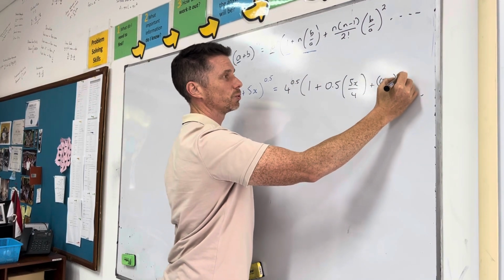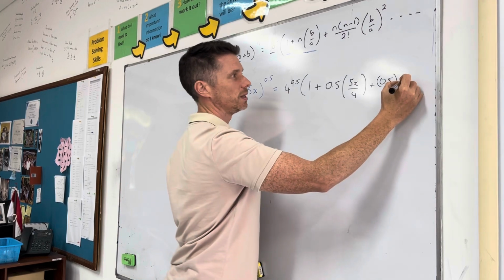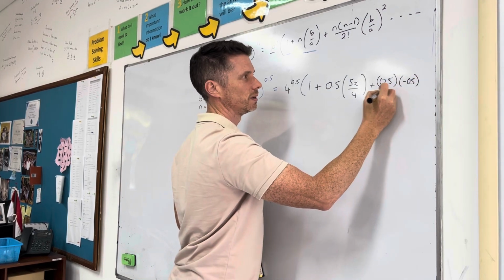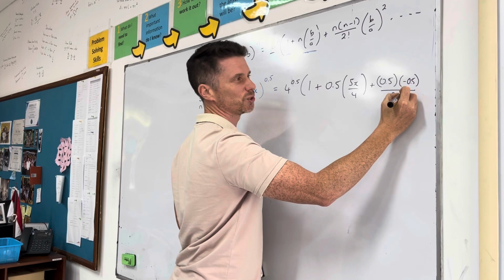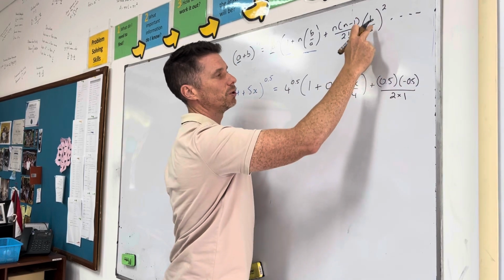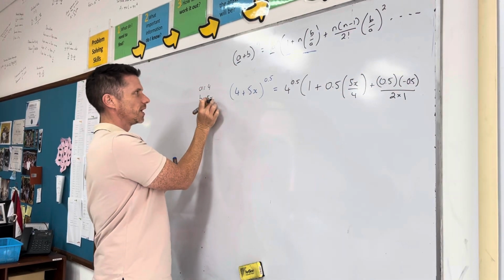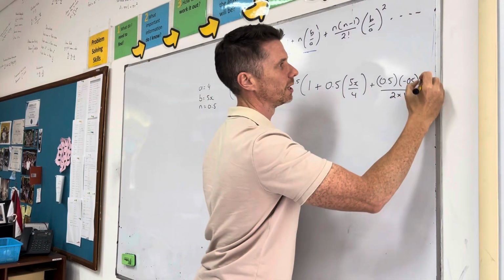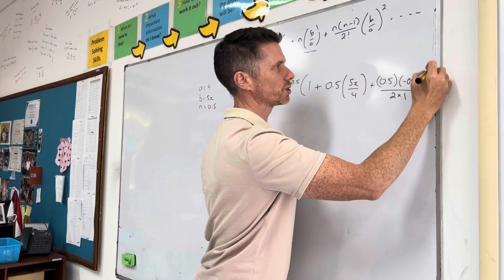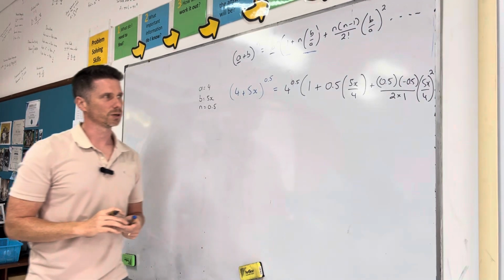Times n minus 1. What's that? Negative 0.5 all over 2 factorial, which is 2 times 1. And b over a is 5x over 4. I've run out of space, but 5x over 4, and that's squared. Okay, that's the first 3 terms.